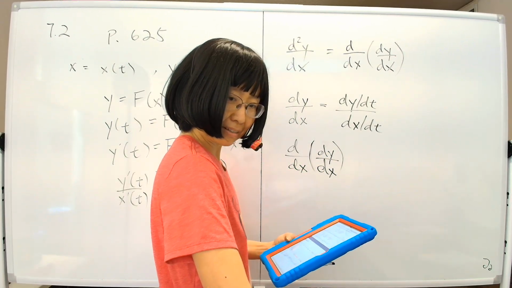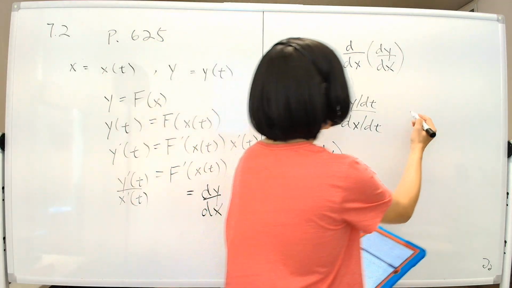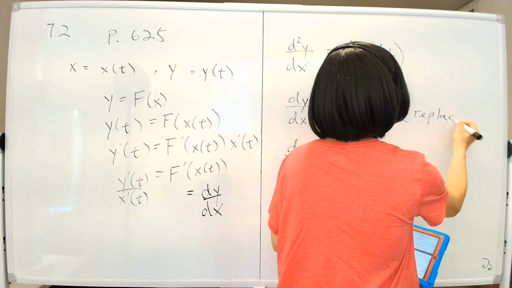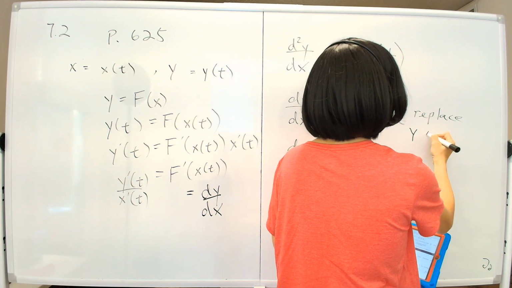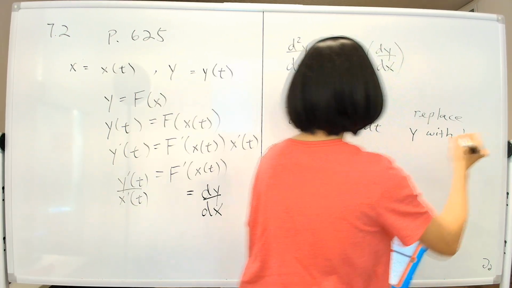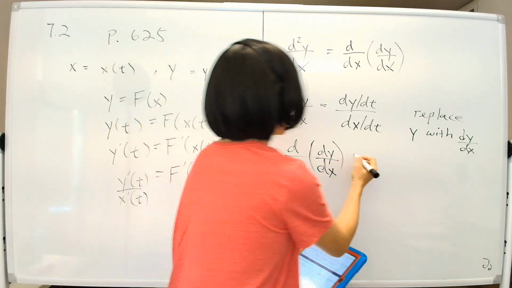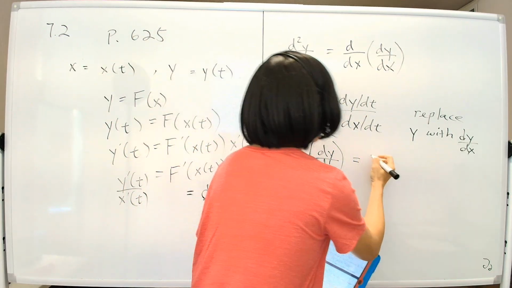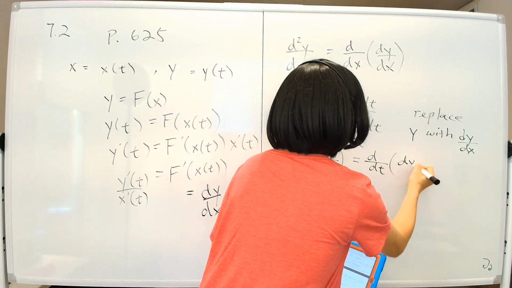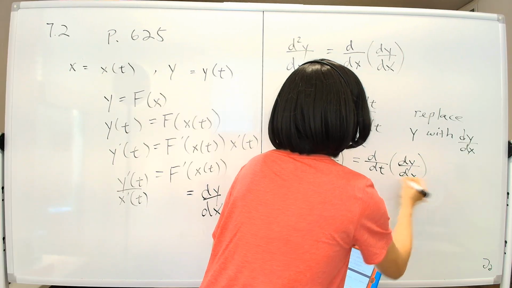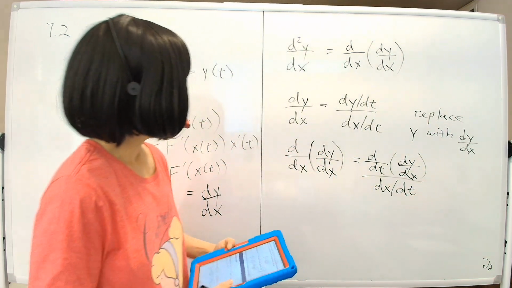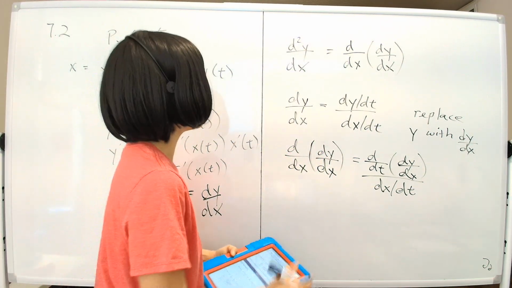Let me see. Now let me write that down first. So what we're doing here is replacing y with dy by dx. So y got replaced with dy by dx, and then this y also gets replaced with dy by dx. So we have d by dt on top of dy by dx over dx by dt. So far so good. And this is the second derivative, okay?